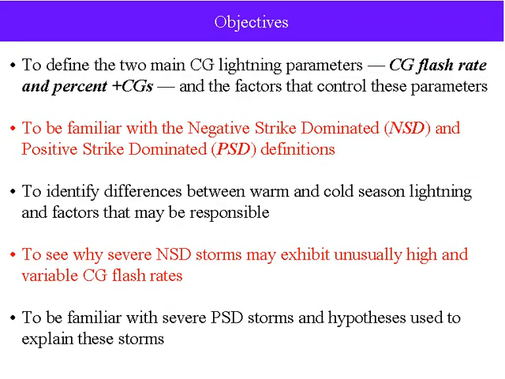The objectives of the course are to define the two main CG lightning parameters, the CG flash rate and the percent positive CGs, and talk about some factors which control these two parameters. Secondly, we'll want to be familiar with negative strike dominated, or NSD, and positive strike dominated, or PSD, definitions. Third, we want to identify differences between warm and cold season lightning and talk about some factors which may be responsible for these differences. Next, we want to see why severe NSD storms may exhibit unusually high and variable cloud-to-ground flash rates. And finally, we want to be familiar with the true anomalous storms, severe PSD storms, and talk about some hypotheses used to explain why these storms exist.